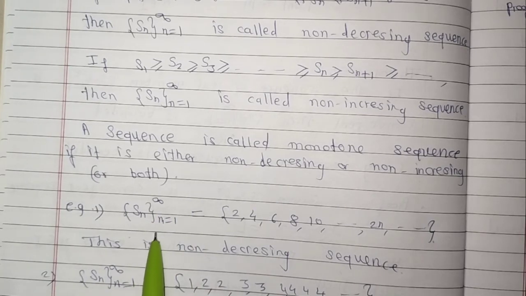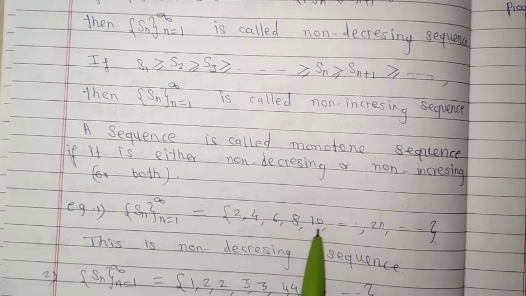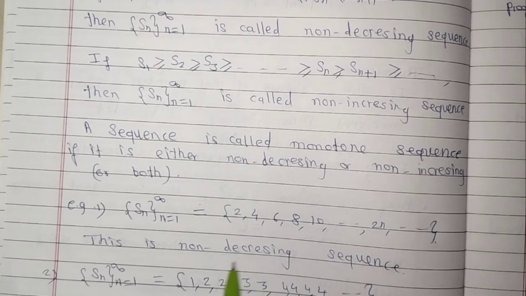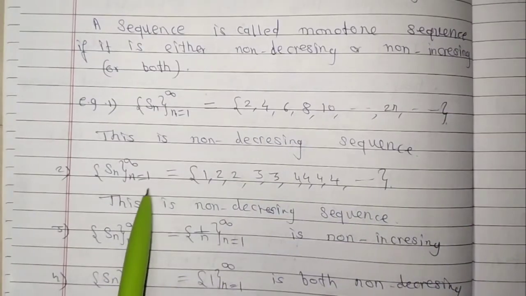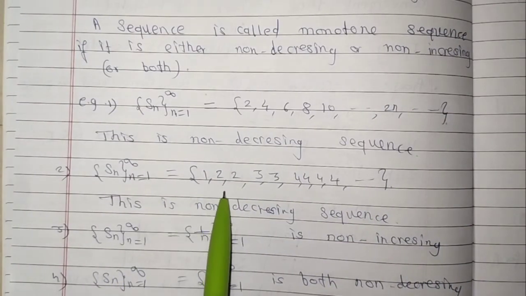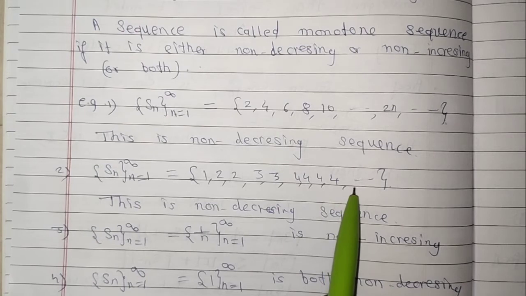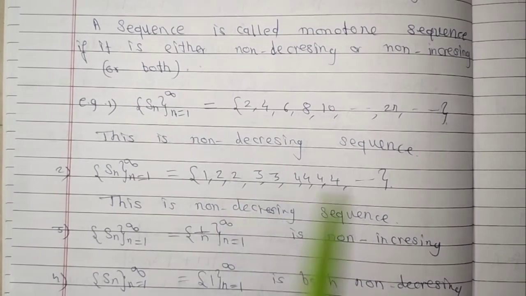For example, the sequence Sn equal to 2, 4, 6, 8, 10, and so on, 2n, and so on. This is a non-decreasing sequence, that means the terms are increasing. The next example is the sequence Sn equal to 1, 2, 2, 3, 3, 4, 4, 4, and so on. This is also a non-decreasing sequence since the terms are increasing.